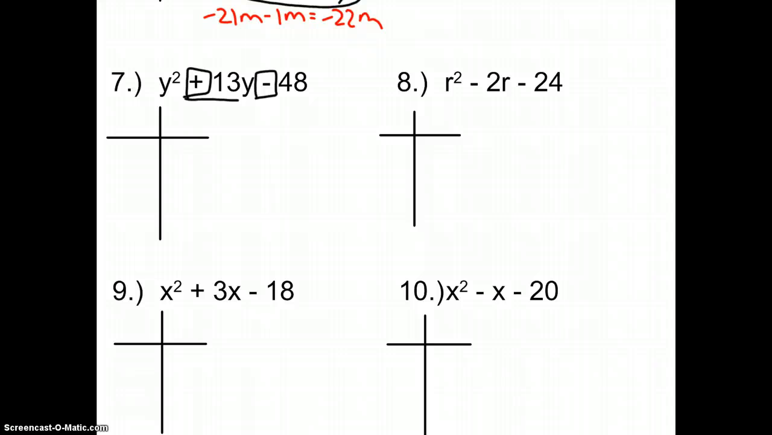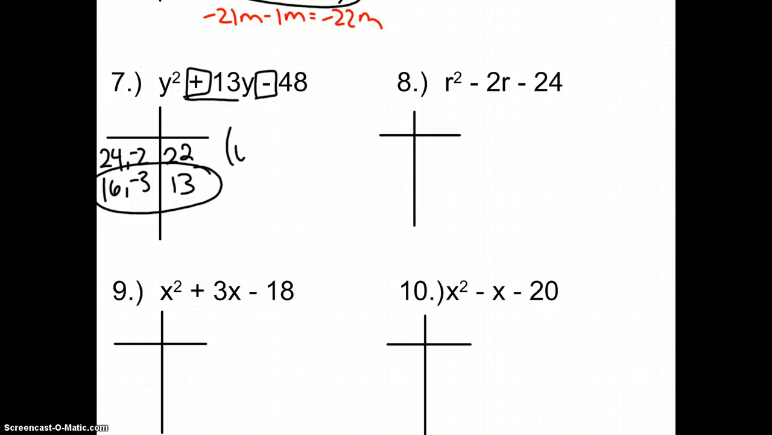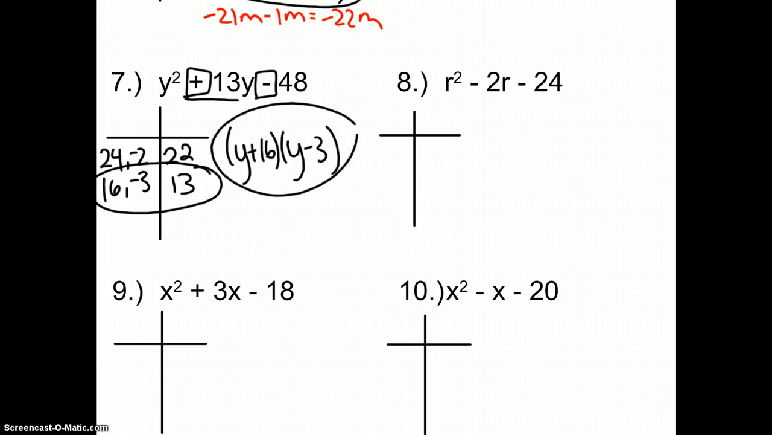So we're looking for factors of 48. We can do 24 and negative 2, which would give us 22. Or 16 and negative 3 would give us a positive 13, which is what we're looking for. Plug it in: y plus 16 and y minus 3 are our factors.